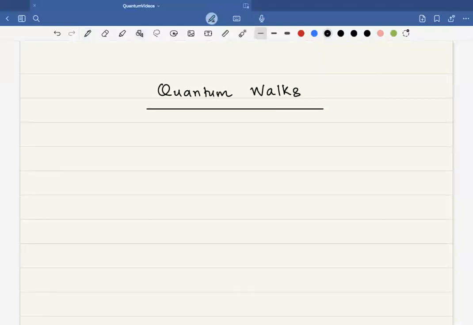So in classical walks, we have a person or a particle that is on a lattice. So we are talking about one-dimensional walks on a lattice. So we have lattice points labeled 0, 1, 2, and so on. And initially, maybe the person is on lattice point 0, and one step of the classical walk happens in the following way. A fair coin is tossed.